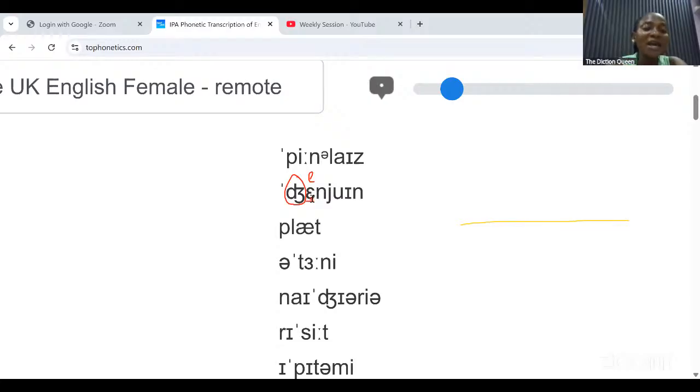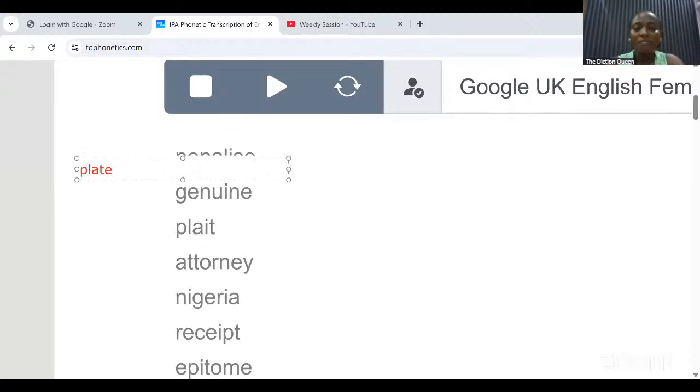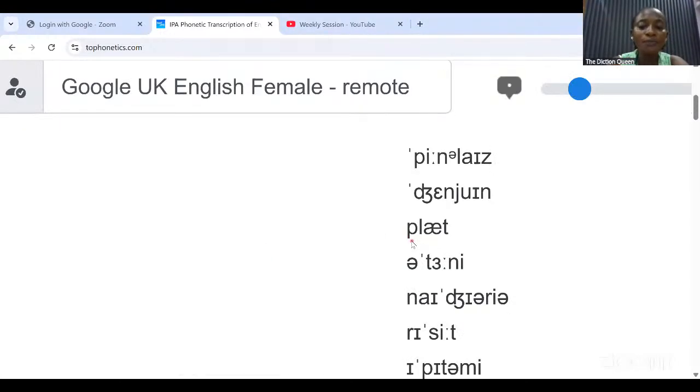Now, the third word I have is this. A lot of Nigerians articulate this word as plate. No. Plate is rightly spelled P-L-A-T-E. That is plate. But this word right here is correctly articulated as plait. P. L. This vowel sound here, you must open your mouth wide enough. Plait. Plait.